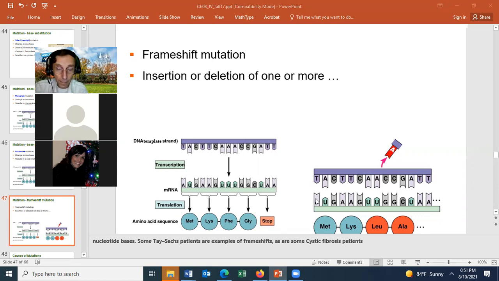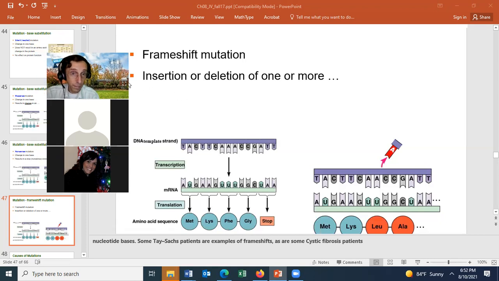All right. So after a frame shift mutation, everything downstream of the frame shift will be changed. And that's the case whenever you have an insertion or a deletion. There is an exception though. If you have an insertion of 3 nucleotides or a deletion of 3 nucleotides, you only change one amino acid. For example, if we were to remove UUU, instead of going methionine, lysine, phenylalanine, glycine, you would go methionine, lysine, and then to glycine. Any questions about frame shift mutation?